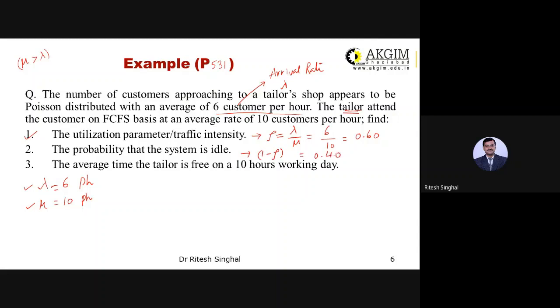Second part. This value comes in terms of probability or percentage. Third part, the average time that the tailor is free on a 10-hour working day. If the tailor shop is open for 10 hours in a day and the probability of free time is 40%, then 40% of 10 hours is 4 hours. So in the entire 10-hour working day, this tailor is free on average 4 hours daily.